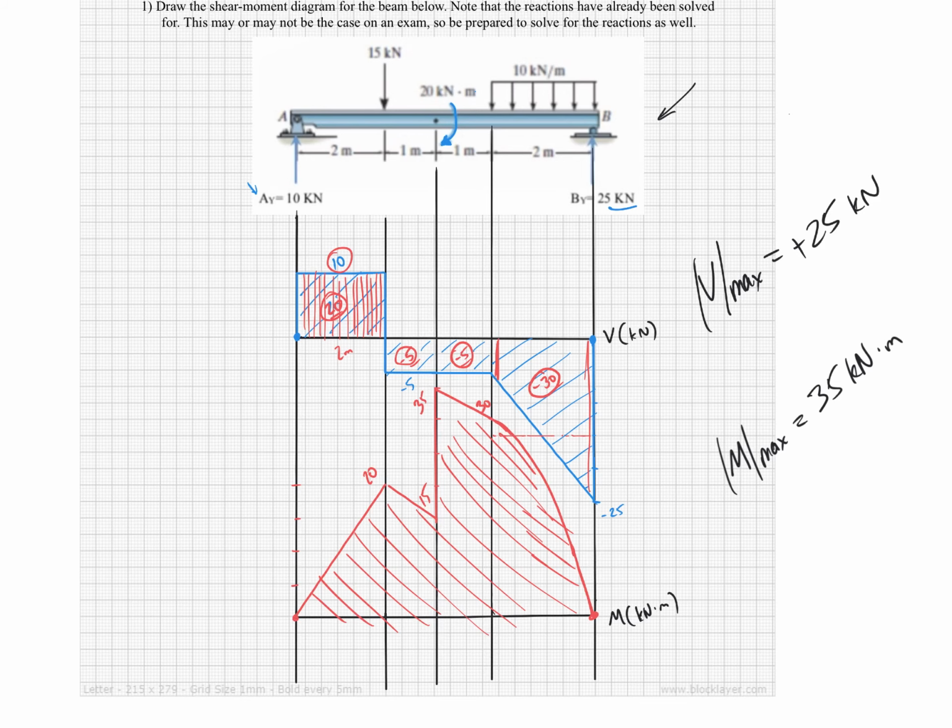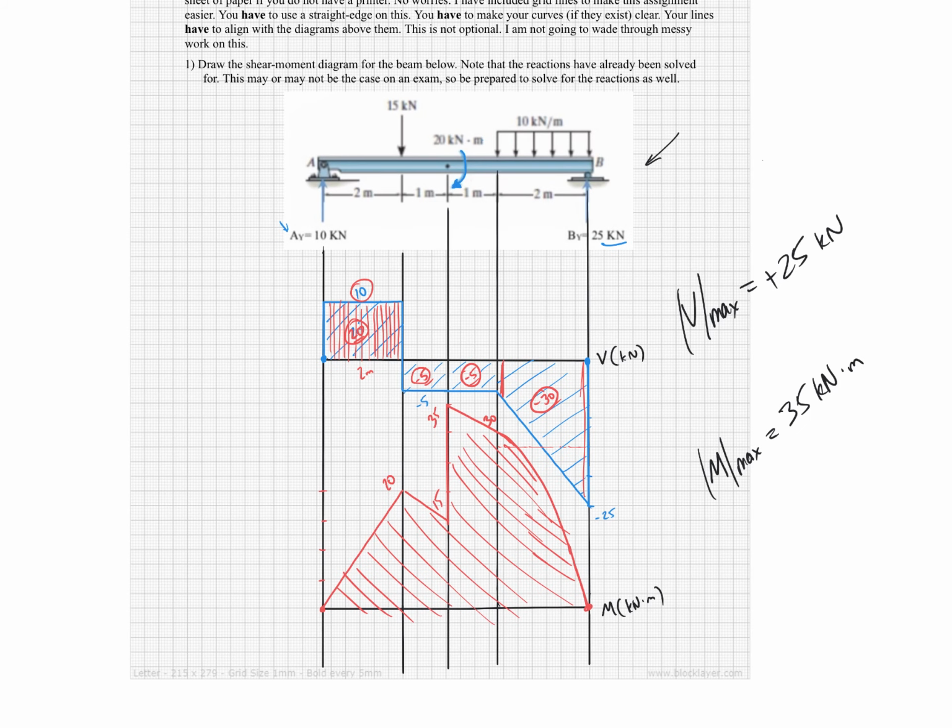Which tells us, if we go up to this thing, where would it fail due to shear? It's going to fail right here at the end. And where is it going to fail due to the moment? That will be right here. Those are the spots that you really want to check and make sure that your beam can hold.